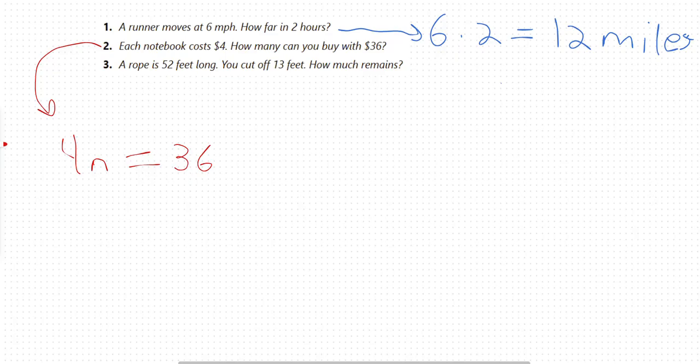Let's think about that. So each notebook costs $4. How many can you buy with 36? We have 36. Each one costs 4, so we know that if we divide by 4 on both sides, N equals, now we've divided by 4, $36. Each notebook costs 4, so when we divide 36 by 4, we find that we can buy 9 notebooks.